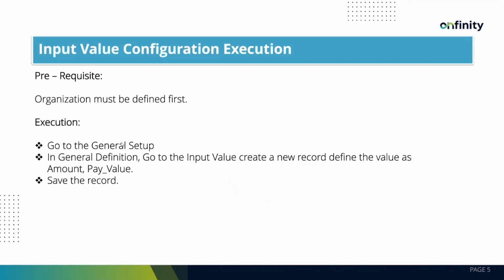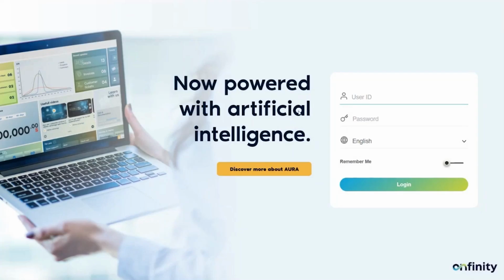To follow the steps, go to General Setup. Under General Definition, open Input Value. Click to add a new record. Enter the value as amount and pay_value. Save the record. Now let's move on to the system and see how this process is carried out step by step. To begin with, this is our login screen.